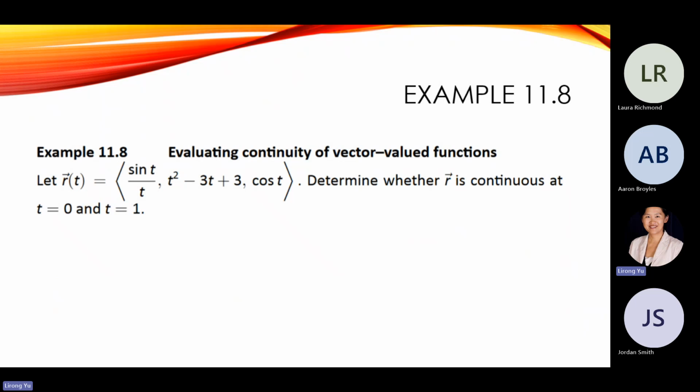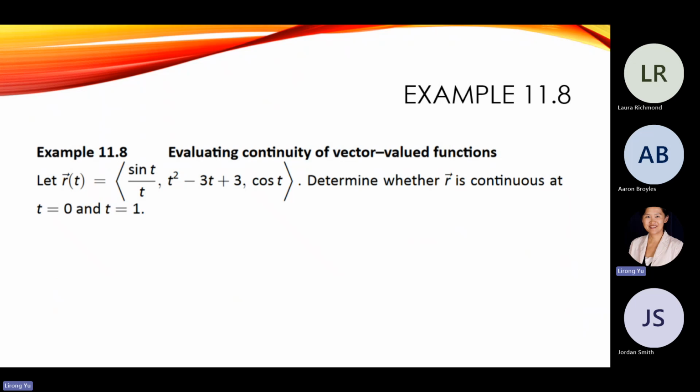So polynomial is continuous on the entire number line. Cosine function is continuous on the entire number line. The only problem is the first one, right? The first one has a division. Division by 0 is undefined, therefore it's discontinuous. So the first function is not continuous when t equals 0.